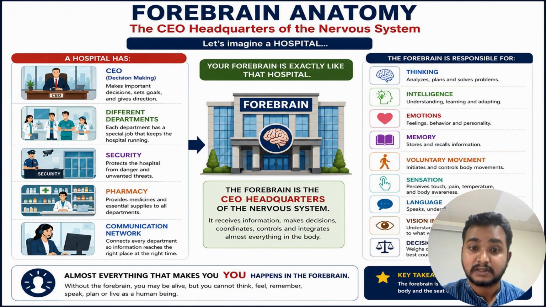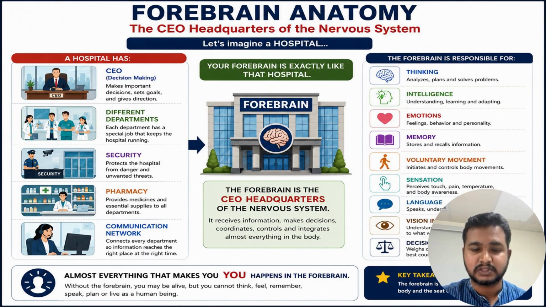Doctors are treating patients, nurses are giving medications, security is protecting the building, pharmacists are preparing drugs, and the reception team is communicating with everyone. Who makes sure all these departments work together? The Chief Executive Officer, the CEO. The CEO doesn't perform every task personally. Instead, the CEO receives information, makes important decisions, coordinates different departments, and ensures that everything runs smoothly. Your forebrain works in exactly the same way. It is the CEO headquarters of the entire nervous system.